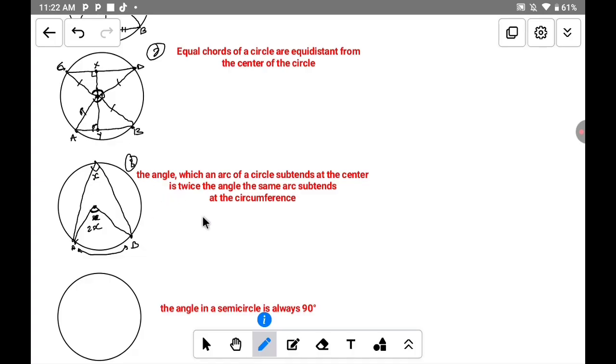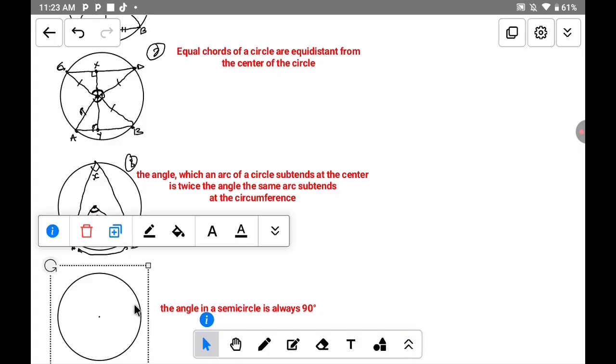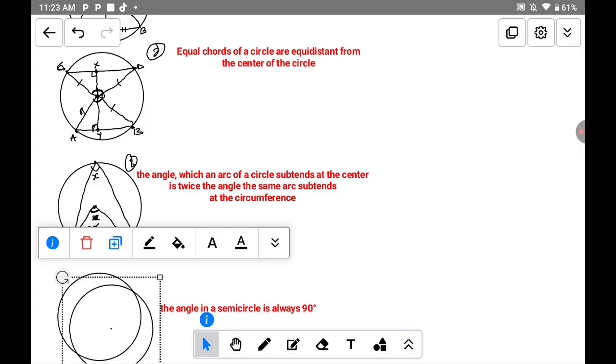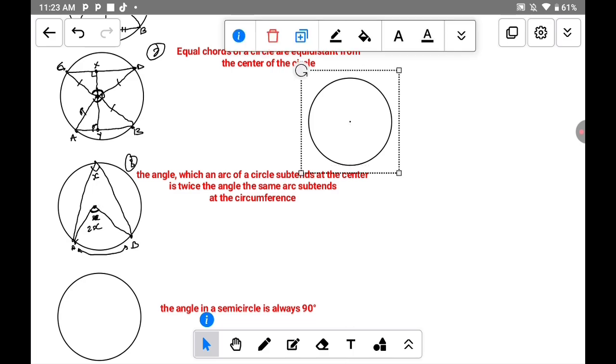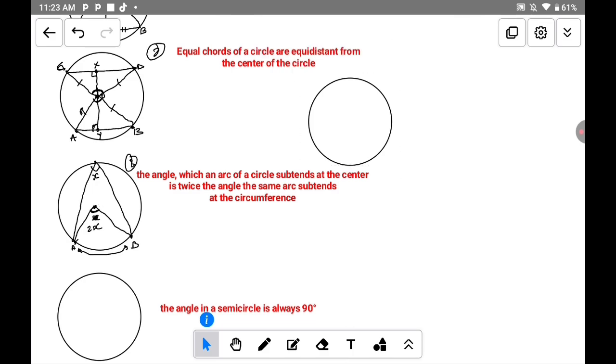Now, for example, they may give you another circle. Let me show you, because students used to ask this question. Let's say we have another circle like this. In this circle, let's say this is the middle point, the center of the circle. So we have an arc.